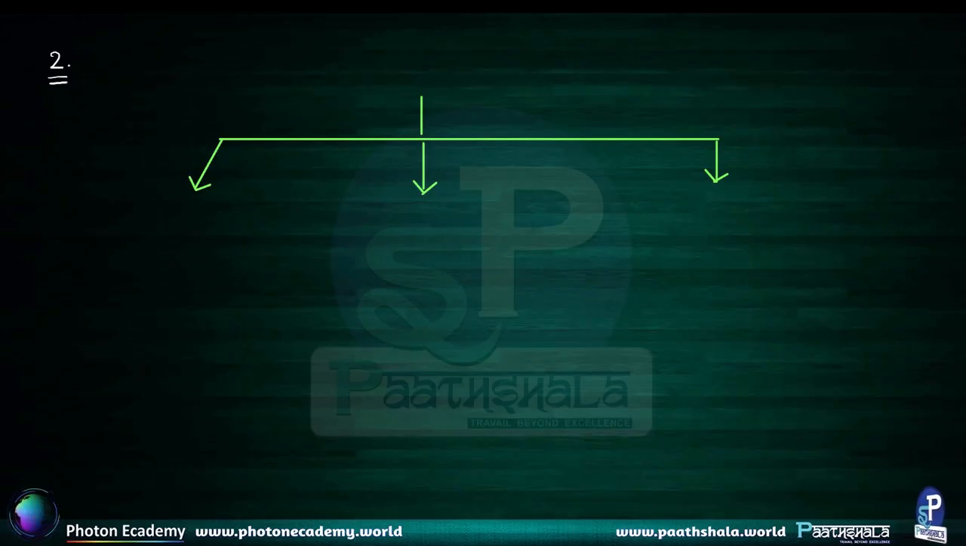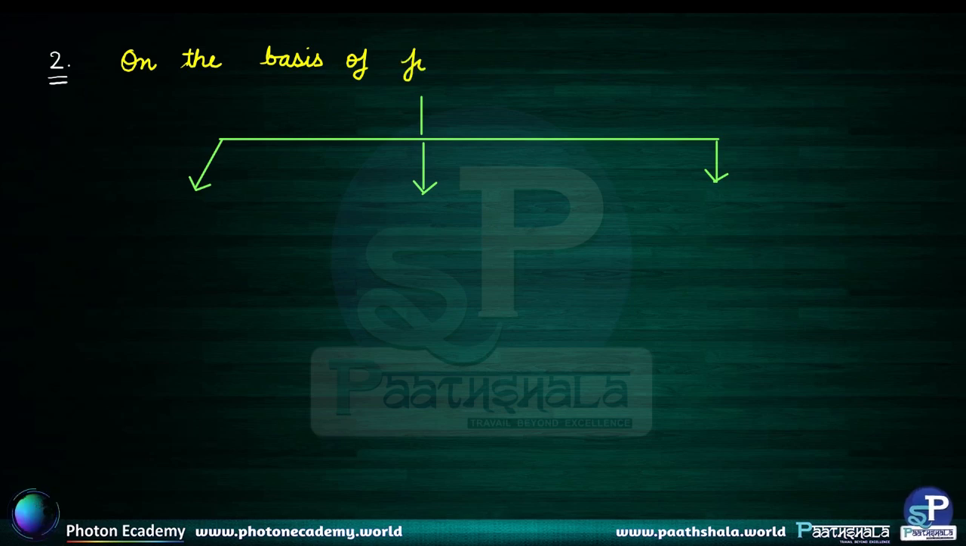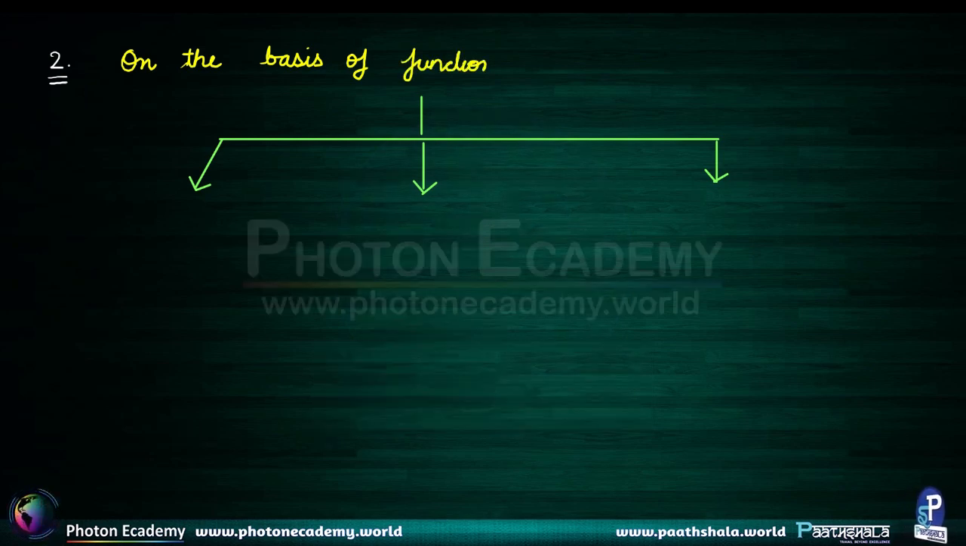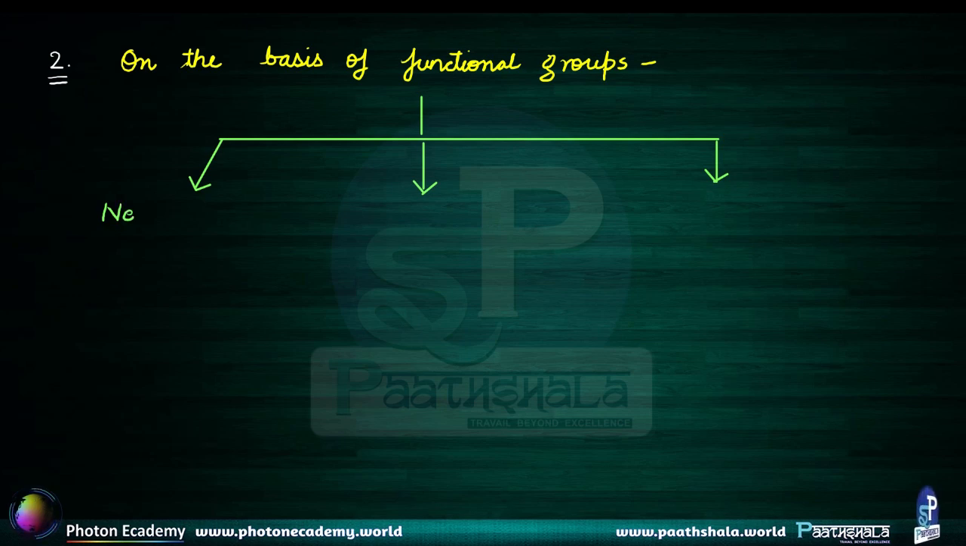Now we'll be discussing the second category of amino acids, and it is on the basis of functional group. So on the basis of functional group, we'll be seeing a second category of amino acids. Now we know that amino acids have two functional groups, that is the amino and the acid one. So they can be categorized into three categories. And now on the basis of functional group, the first category that comes is neutral amino acids.